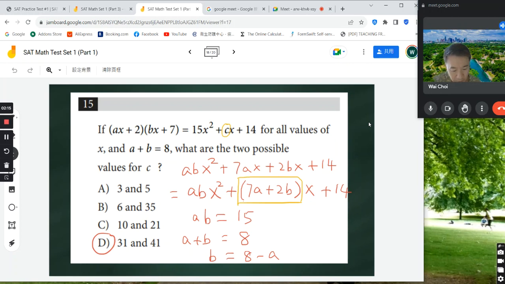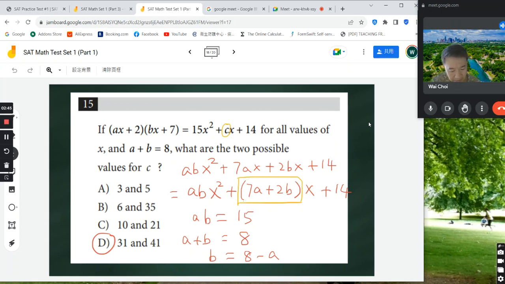Now, we are told that this expression is equal to this, and so you have to line them up. You line up the x² terms, so this 15 is equal to a times b. So ab is equal to 15. And this c in the middle is equal to this expression right here, so c is equal to 7a + 2b.